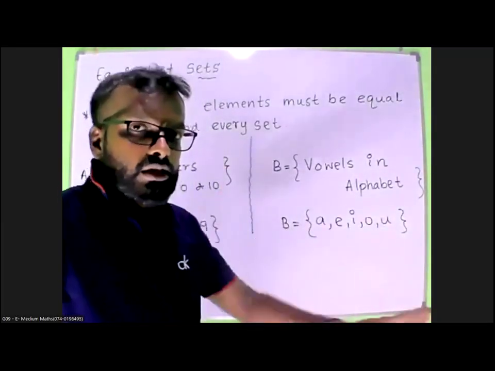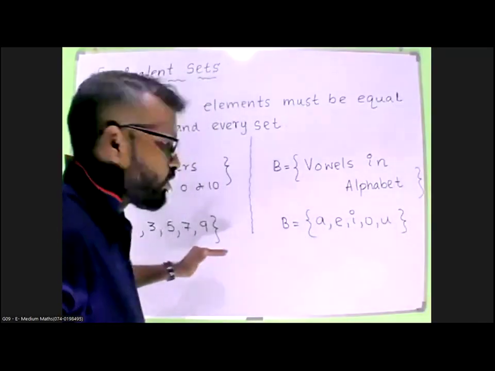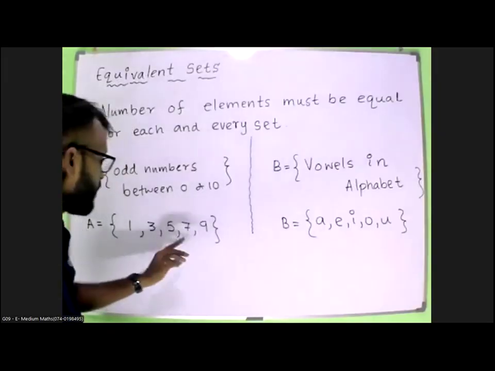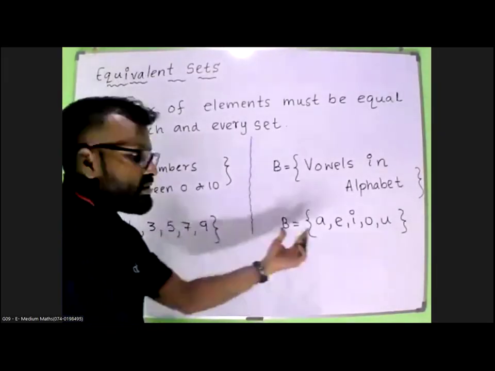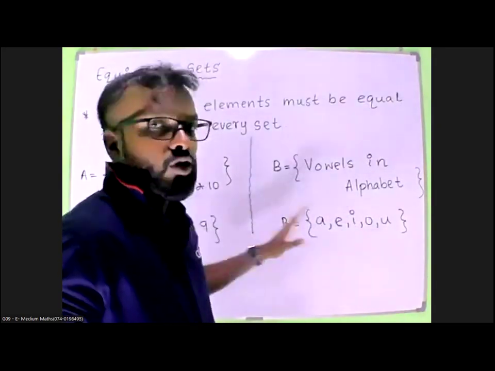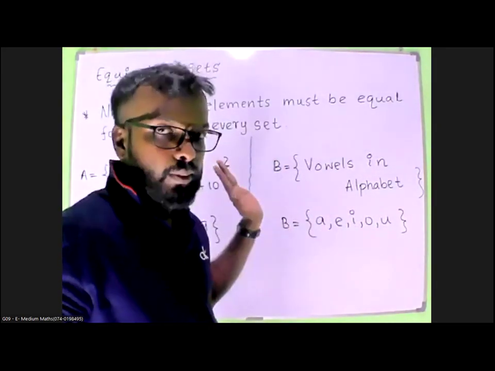You can say these are not equal sets because 1 is not equal to A, 3 is not equal to E. This is a set of numbers, this is a set of letters. So definitely you can say these are not equal sets.